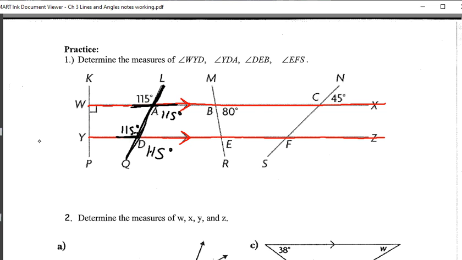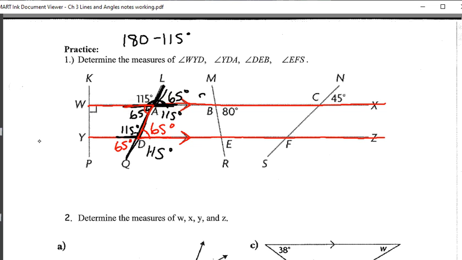They're supplementary. So this angle here, because it makes a 180 degree angle, 180 minus 115 degrees gives us 65 degrees, which means the opposite to that is 65. The interior alternate, the Z rule. Look at the Z rule that happens. 65 and that angle are the same, and 65 is opposite that. So all of a sudden, I can fill in all the angles I need.